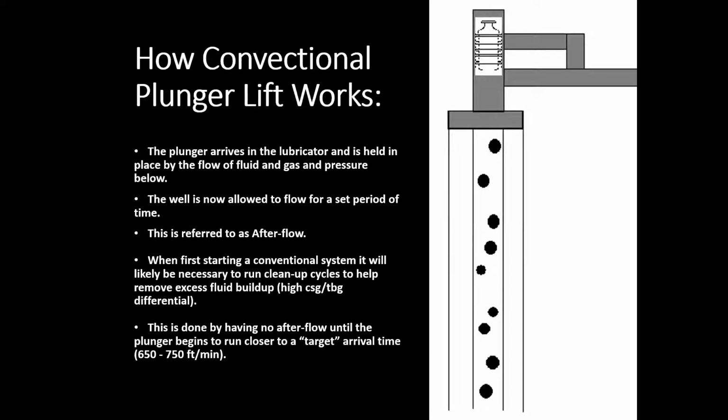During the afterflow cycle, the plunger is held in the lubricator from gas flow below, exiting the wellbore down the sales line. Downhole fluid is transitioning from the formation to the annulus and up the tubing. The longer the afterflow period is, the more fluid that accumulates in the tubing for the next plunger run. We need enough fluid in there to cushion the impact of the plunger on the BHA, but not too much, or the next plunger run stalls out. We want to adjust our afterflow so our next plunger run is in the 650 to 750 foot per minute arrival window.